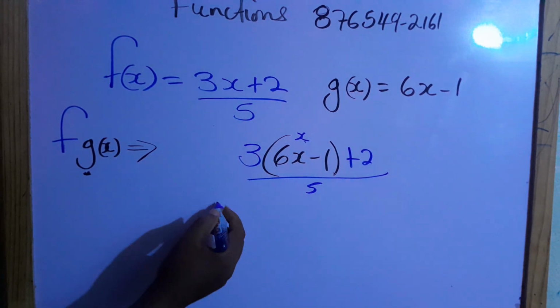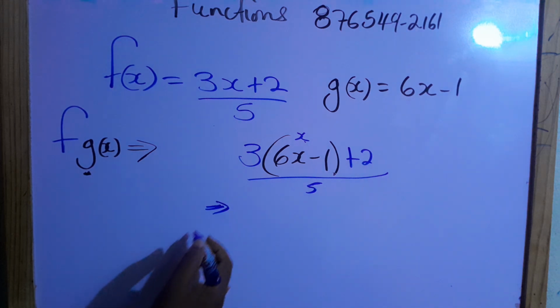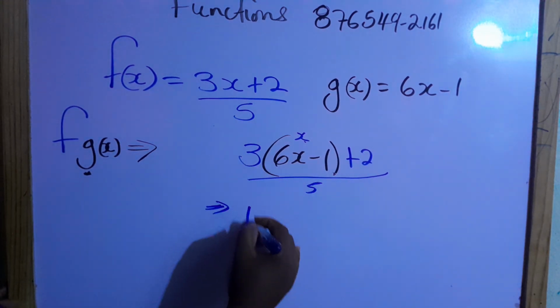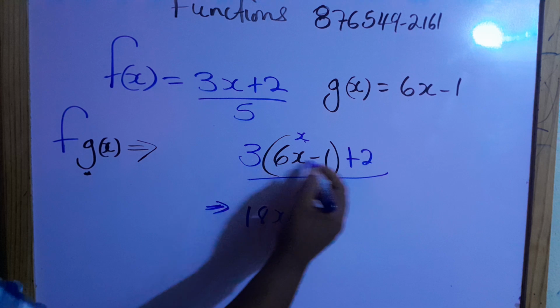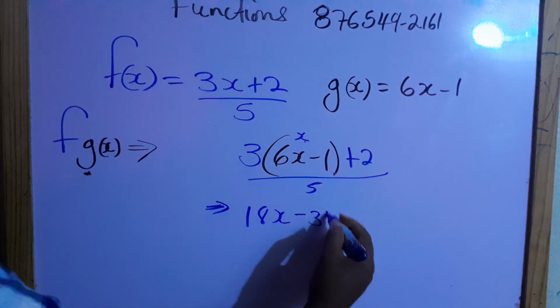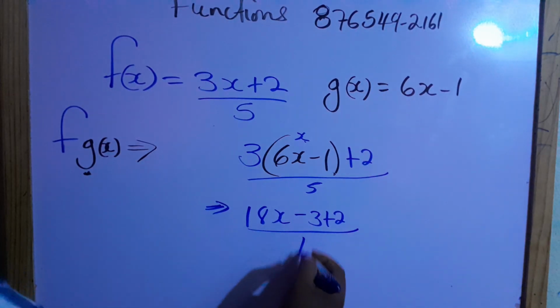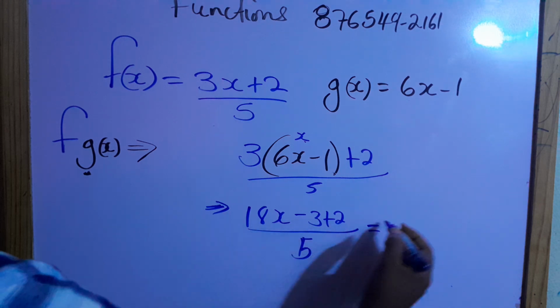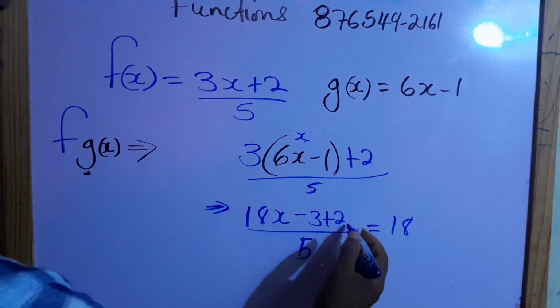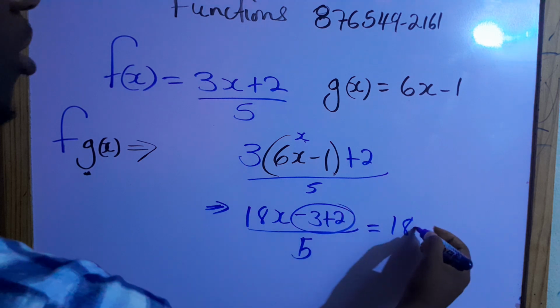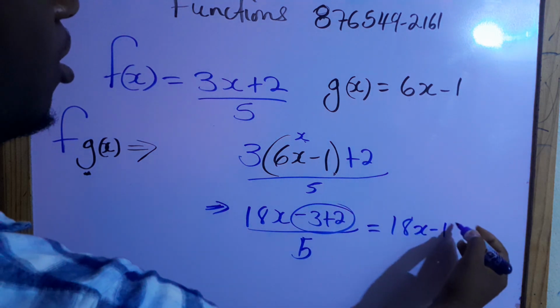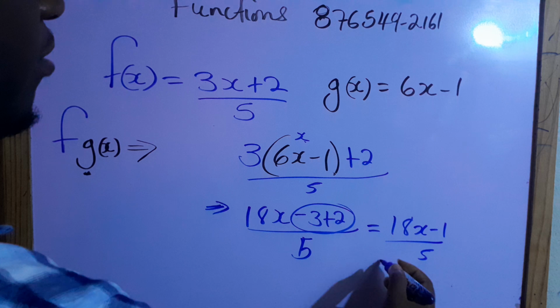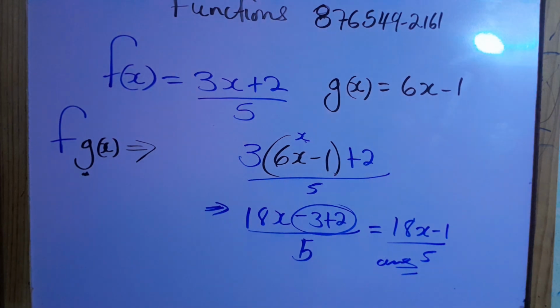And again, we expand our bracket by multiplying. So 3 times 6, 18x. 3 times negative 1, negative 3 plus 2 over 5. So 18x, negative 3, the 3 is bigger, so that becomes negative 1 all over 5. So that is f of g of x.